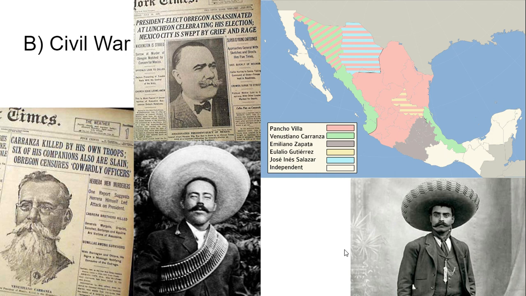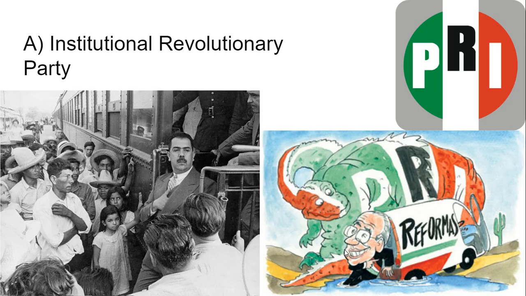And so it seems like Mexico is going to be continuously unstable until the Institutional Revolutionary Party rises to power. This is generally associated with this guy, Plutarco Calles, who is going to start up this sort of unifying party in Mexican politics.